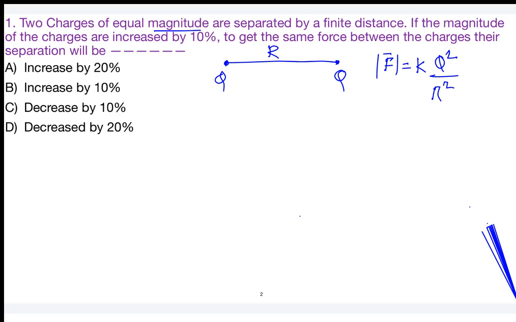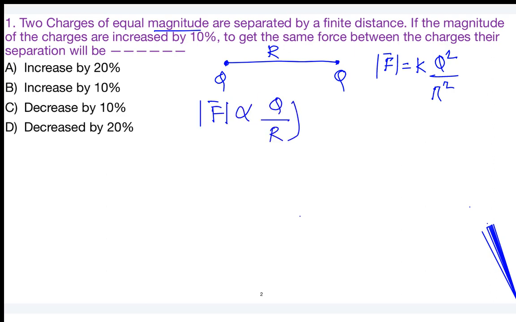Increase by 10%. Correct. Since both are of the same magnitude, the force is directly proportional to Q by R whole square. You can see the equation here: F proportional to Q by R whole square. Now what has he given? The magnitude of each charge is increased by 10%. So what is the meaning of that? Right now, Q becomes 1.1 times Q, a 10% increment. Now, to get the same force between the charges, their separation will be.